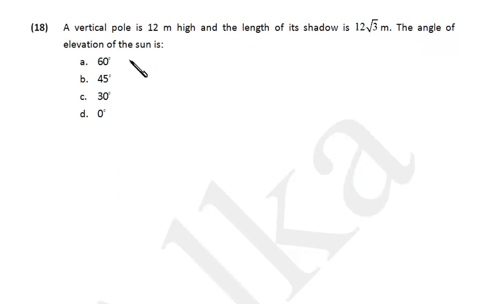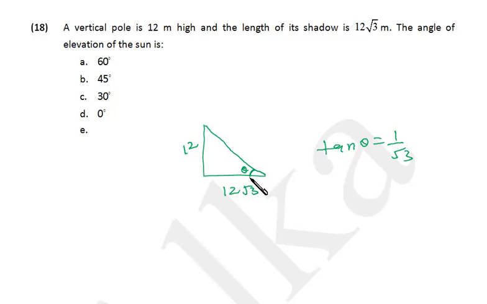Now this one: a vertical pole is 12 meters high and the length of its shadow is 12 root 3. What is the angle of elevation of the sun? Very simple. The height of the pole is 12, the shadow is 12 root 3. So the angle of elevation will be this, when you look upward. The relationship between perpendicular and base is given by tan theta. So tan theta is actually 12 by 12 root 3, so that's 1 by root 3. That means this angle must be 30 degrees. I hope you are clear.